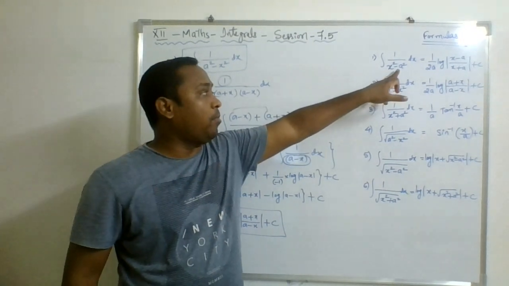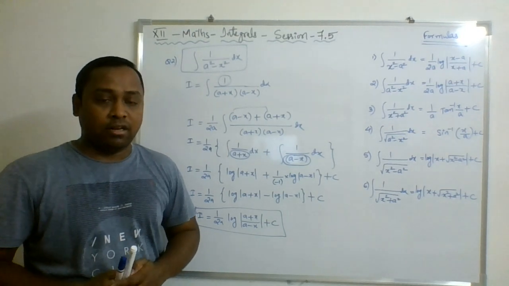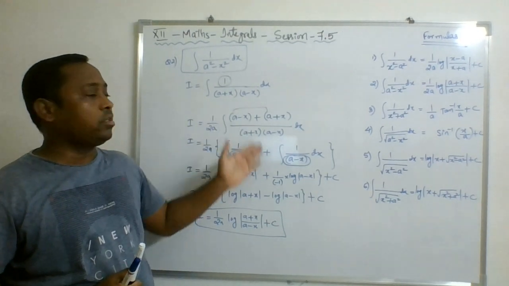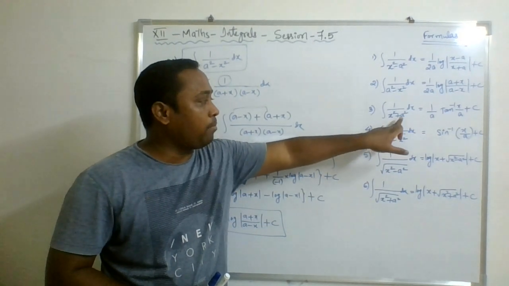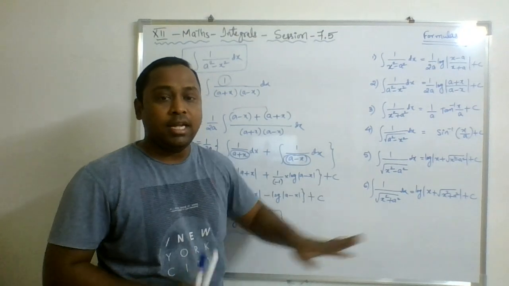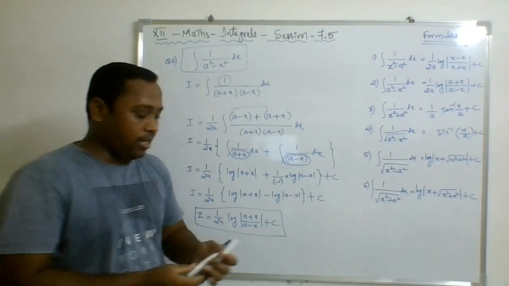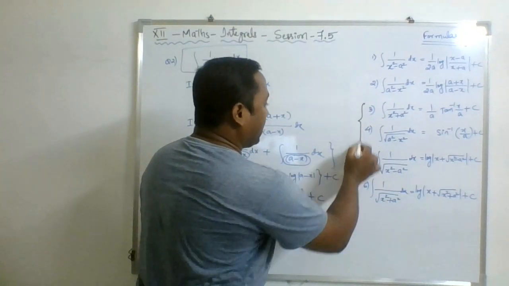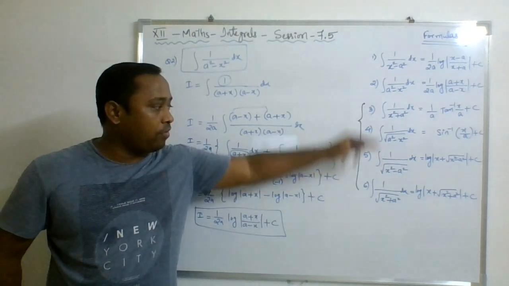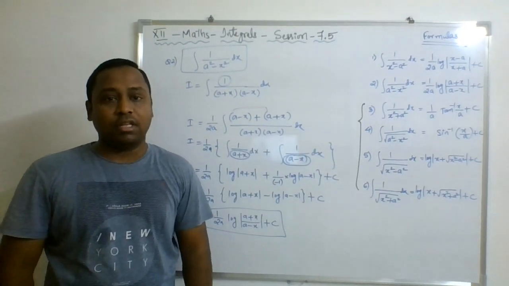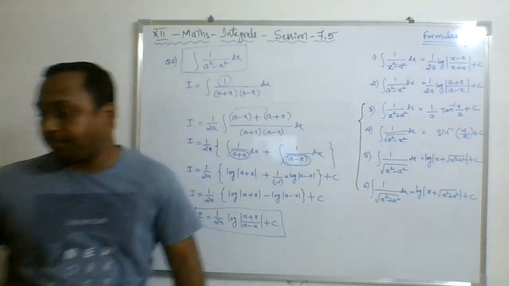In the first two formulas, the denominator is able to factorize into linear factors. So that's why I have used the partial fraction technique. But if you observe formula number 3, 4, 5 and 6, the denominator is not able to get into linear factors. In this case, you need a substitution technique to derive these formulas. So for the rest of the 4, we'll definitely go for the substitution technique. Okay, let's have a look at this.